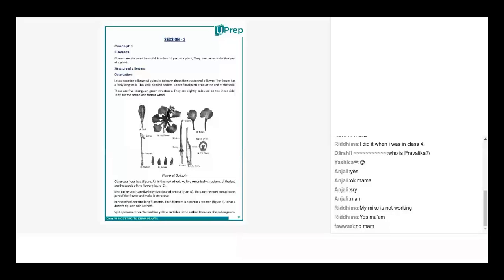Ma'am, by the time, can I ask one doubt? Yeah, sure. Ma'am, in the chapter there are some figures like sepal, petal. Correct. And in that figure, LS ovary is given. Why is this so? Okay, LS. Okay, I'll tell you what LS ovary is.